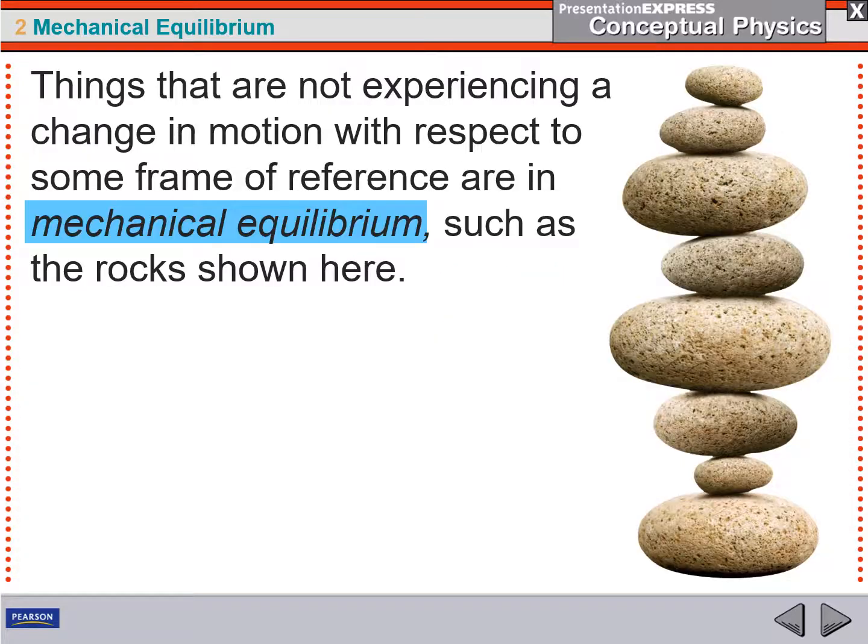Things that are not experiencing a change in motion with respect to some frame of reference are in mechanical equilibrium. Look at this picture of rocks. If you saw rocks like this in real life, balanced on top of one another and not moving, then we would say they are in mechanical equilibrium.